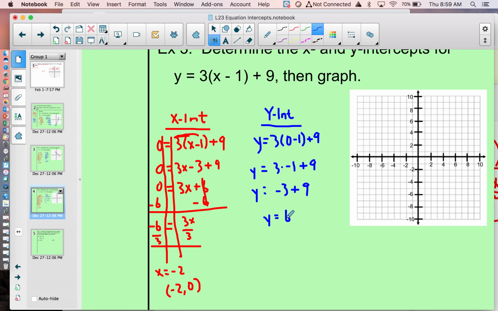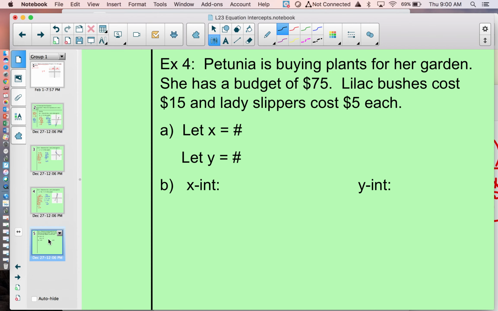Graph that 6 right here, write that 6 down. Ordered pair is 0, 6. I'm going to put that on the y-axis. I'm going to put the other one, the x-intercept, on the x-axis. And all we need to do is draw a line through those 2 points. Nothing fancy here, just drawing a line right here, straight as we can through those points. And you're done.